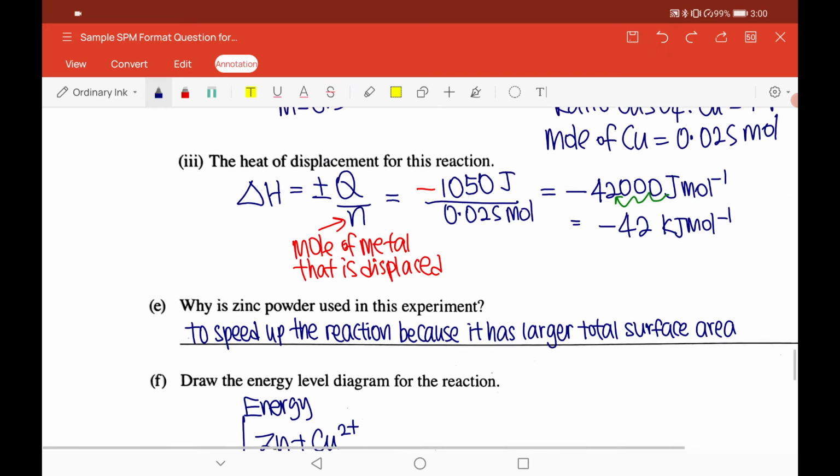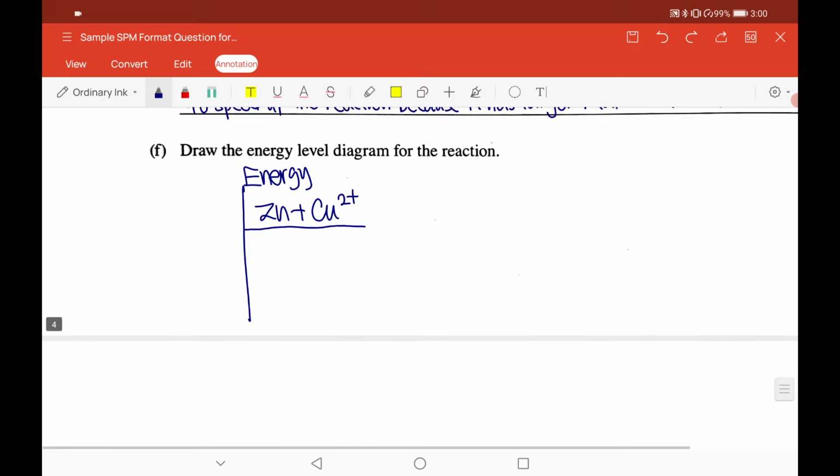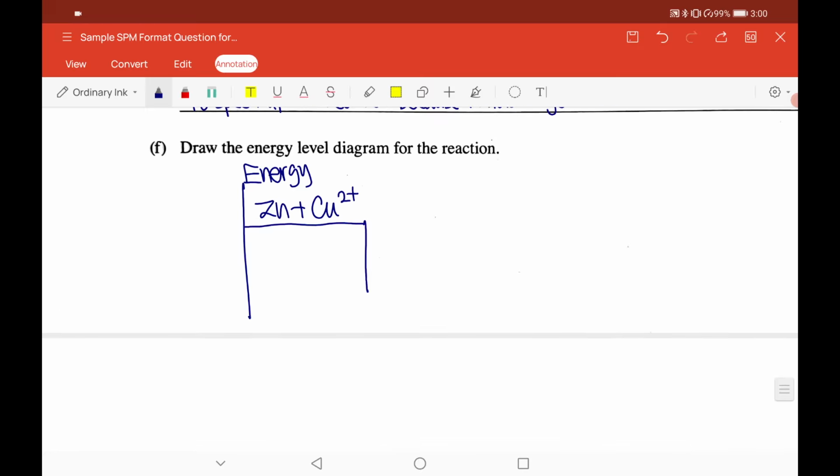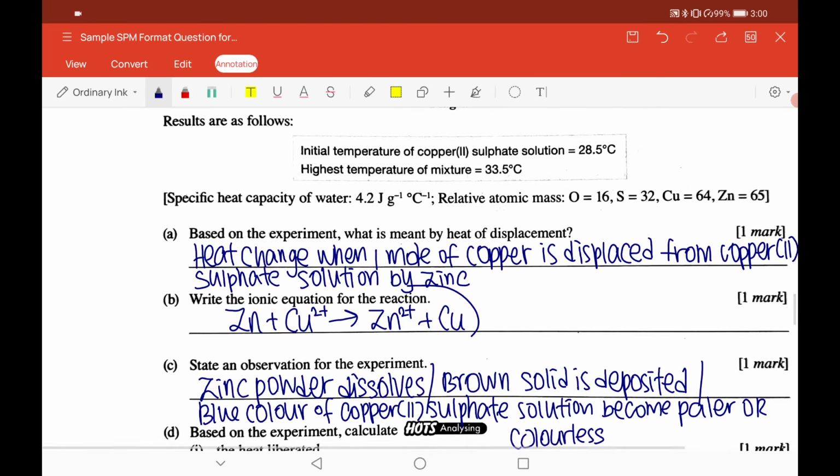So the delta H is negative 42. Negative will go down. So remember, negative will go down, and remember to draw the arrow. So you draw one more line. So what is the product? Copy back the product here.